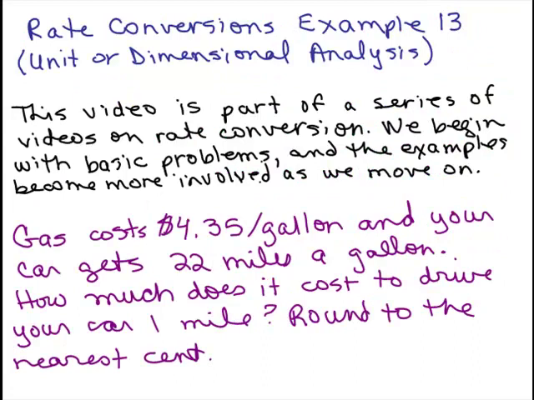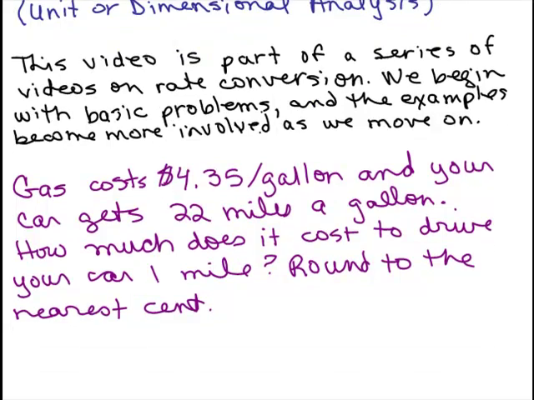All right, we're going to do another example like we did in example 12. Gas costs $4.35 per gallon, and your car gets 22 miles to the gallon. How much does it cost to drive your car 1 mile? And let's round our answer to the nearest cent if we're going to have to round.